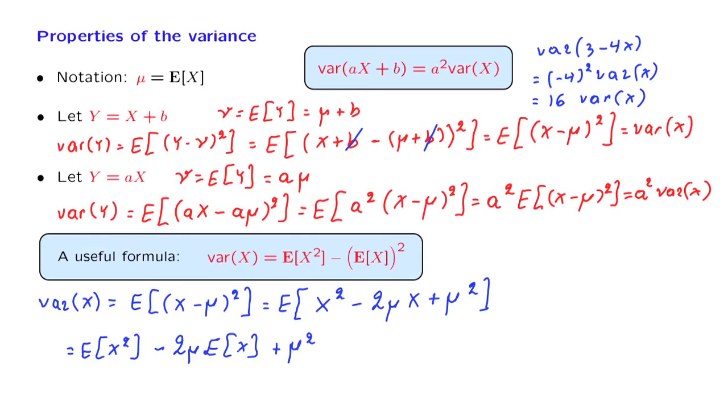But remember that mu is just the same as the expected value of x. So what we have here is the expected value of x squared minus twice the expected value of x squared plus the expected value of x squared, and that leaves us with the expected value of x squared minus the expected value of x, squared. So we will now move in the next segment into a few examples of variance calculations.